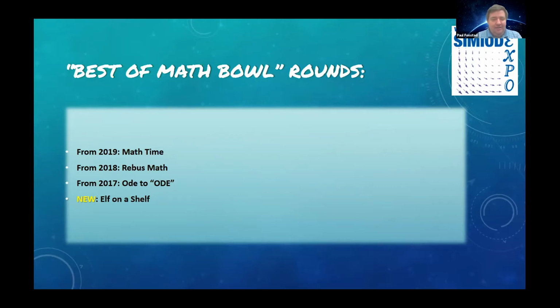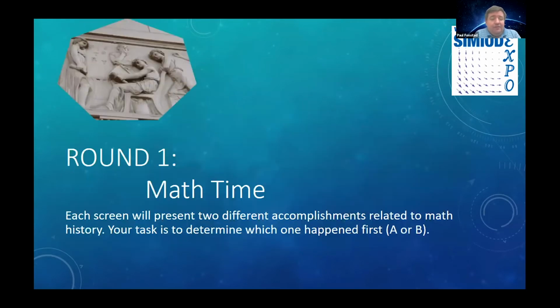Go ahead and start off. For each category, I'm going to give you one sample just so you get an idea for the category, and then we'll go through the problems. So the first round is called Math Time. Each screen will present two different accomplishments related to math history. Your task is simply to determine which one happened first. So you either have to choose A or B, which one was first, which one was second.